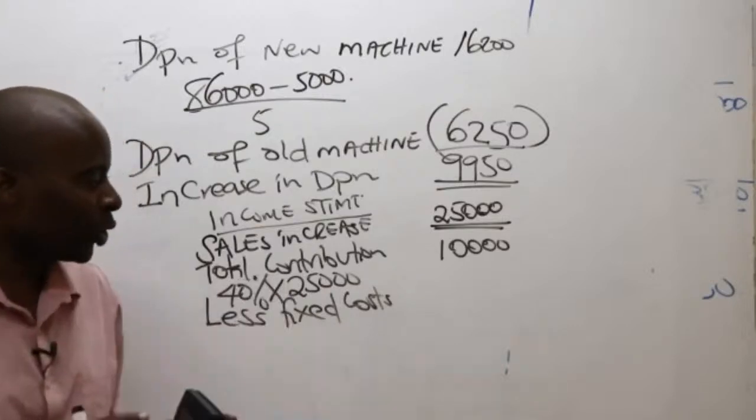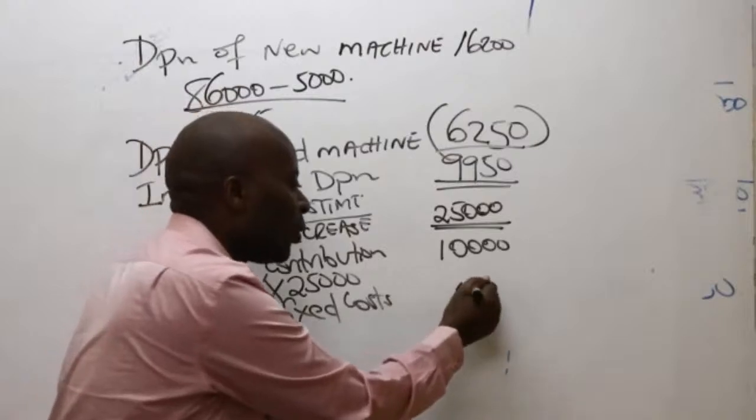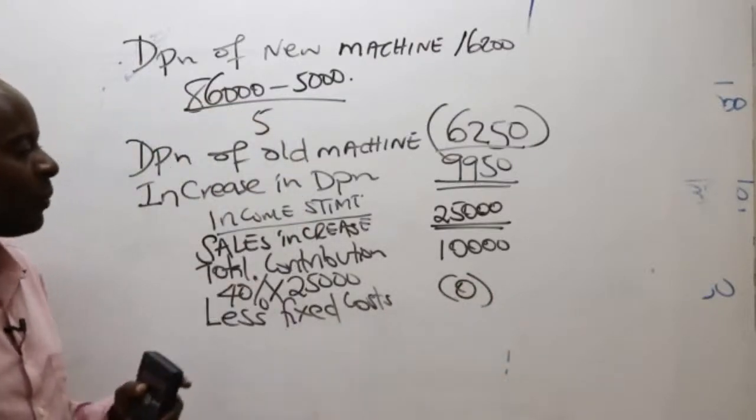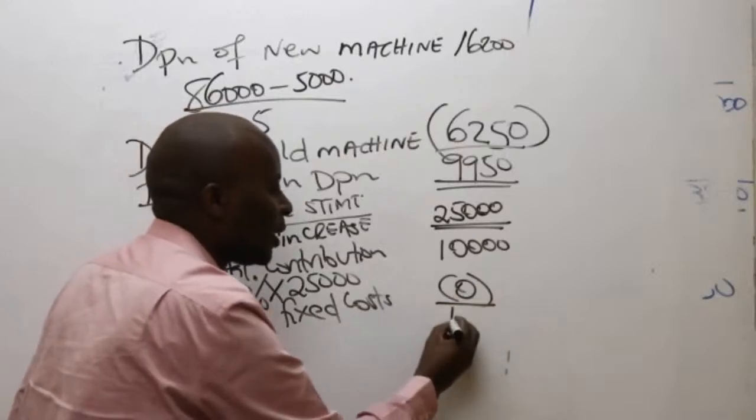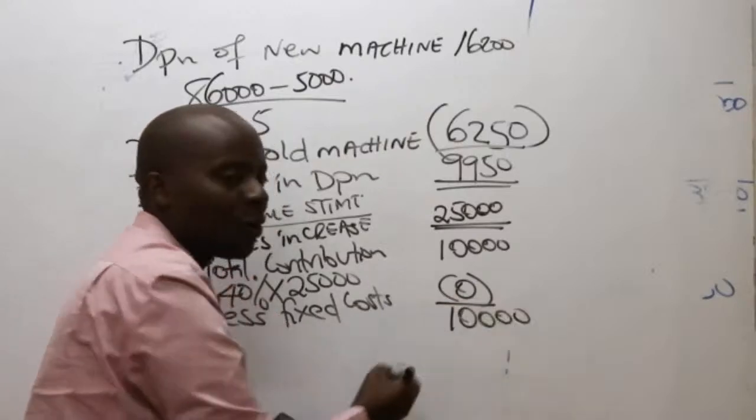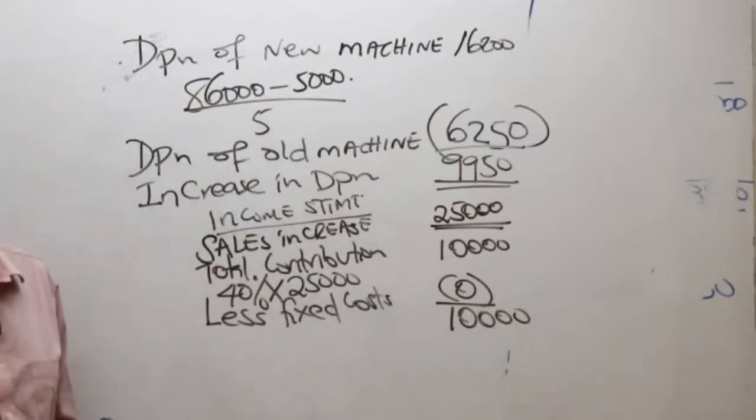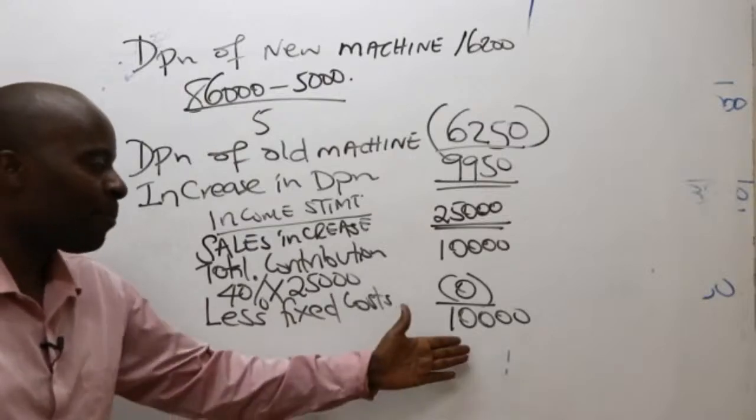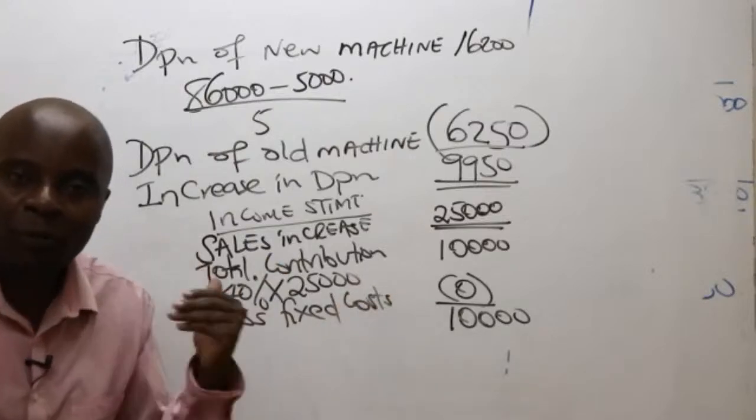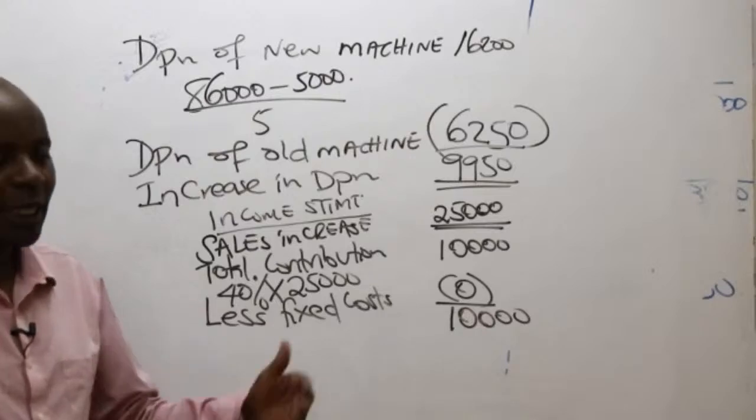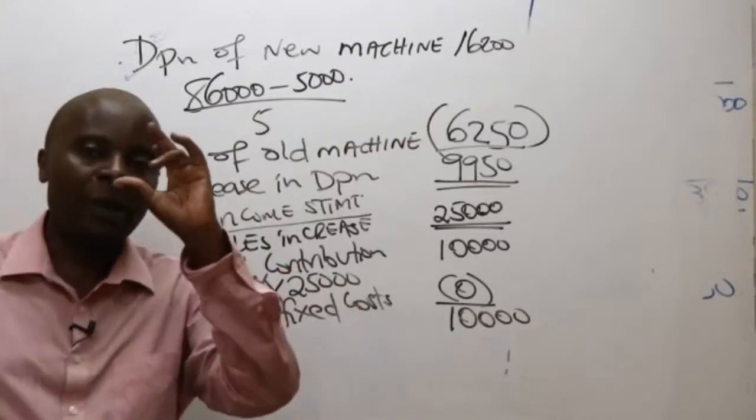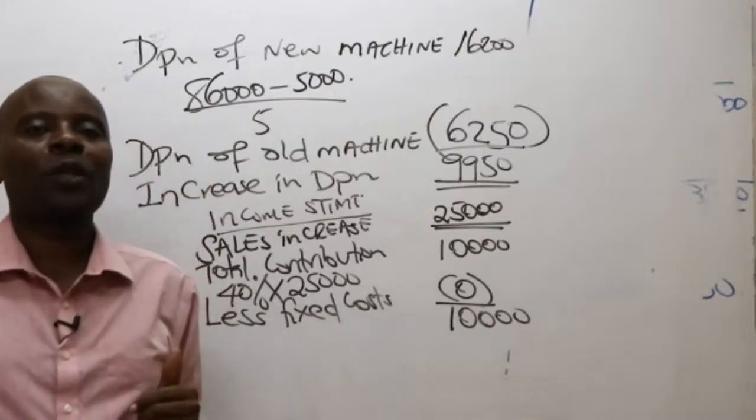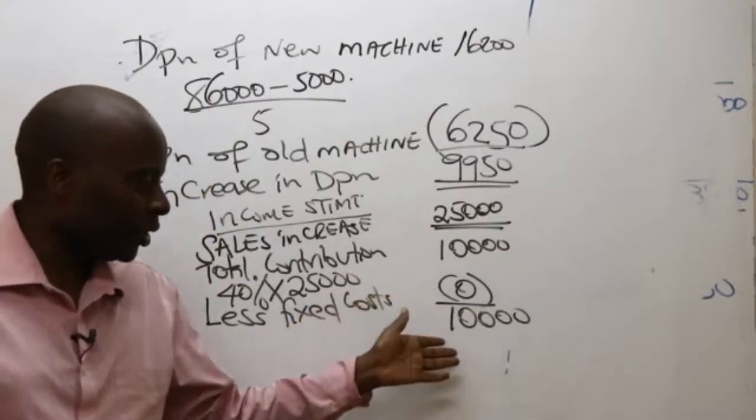So just for revision, it's important you put it there and then you say 0. So 10,000 minus 0 gives me 10,000 there. So this 10,000 figure that I have is my profit. But now, which type of profit is this? Remember, to get profit, we normally take total contributions minus fixed costs. So I've been able to subtract to get here my profit.